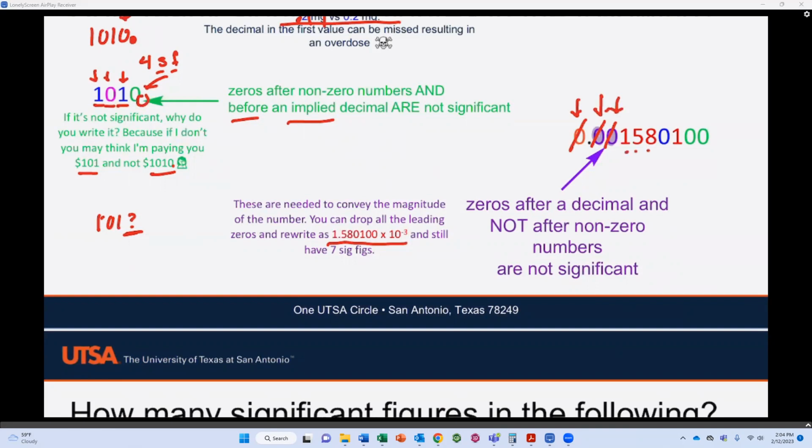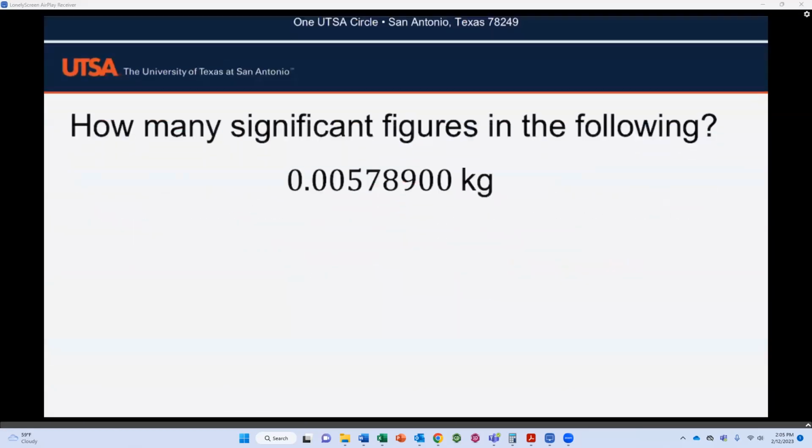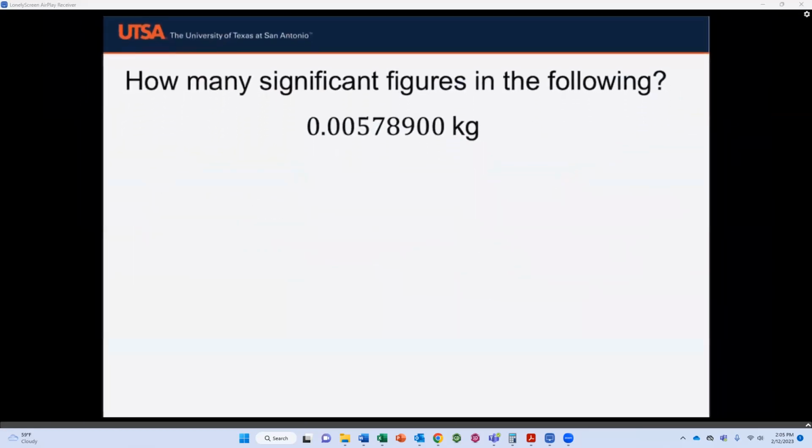Then I have 1, 2, 3 non-zero numbers, a captured zero, another non-zero number, and 2 trailing zeros that's showing off how much I spent on my instrument. And so this value here has 7 significant figures. Okay. So again, if the decimal's there, it's because it has to be. In this case, it has to be. If the decimal's not there because it doesn't have to be, then that last zero is not significant. Okay. And whatnot.